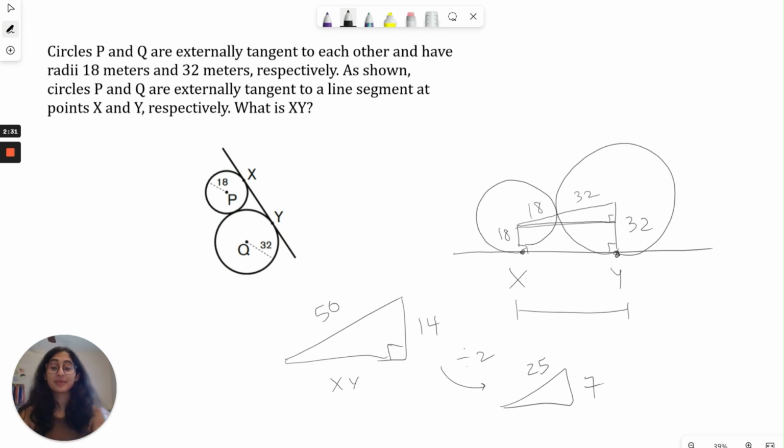And what you might know, and you should try to memorize these, is 7, 24, 25 is a Pythagorean triple. So just looking at these two numbers, I know that the other leg is 24, meaning that when I scale this back up and multiply it by 2, XY has a length of 48. And so there we go. If this is 48, that's 48, and so our answer is 48.